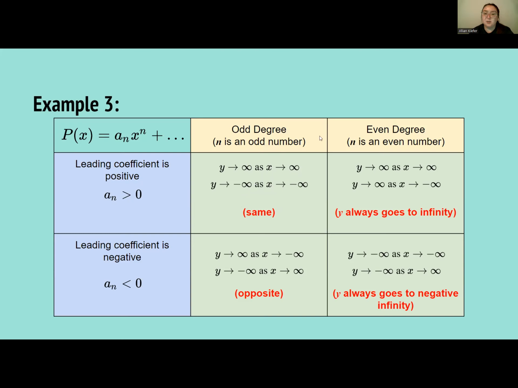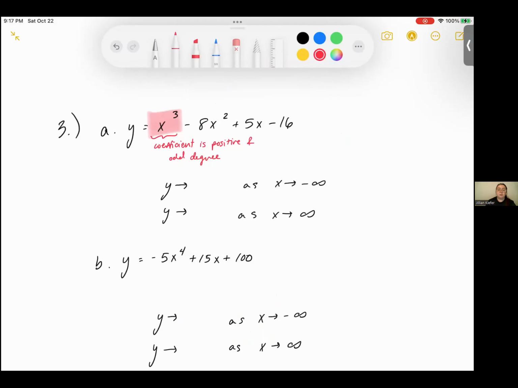So let's go ahead and just write that in our notes for part A here. All right, we're just going to write this down. We see that y is equal to x to the power of 3 minus a bunch of other stuff, doesn't matter.